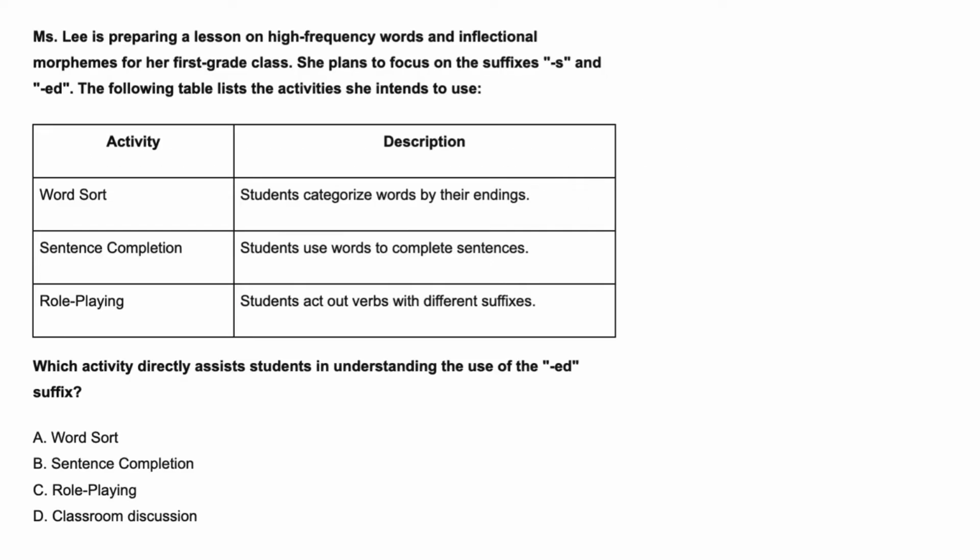First grade class. She plans to focus on suffixes S and ED. The following table lists the activities she intends to use. Take a look at the table and the question down below. Come back when you're ready for the answer. Correct answer here is B, sentence completion activities where students use words with the ED suffix in order to help them understand its application in past tense formation, which enhances their grasp of how this inflectional morpheme functions in context.